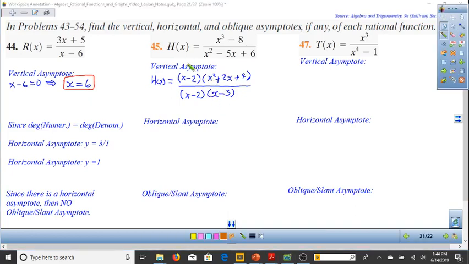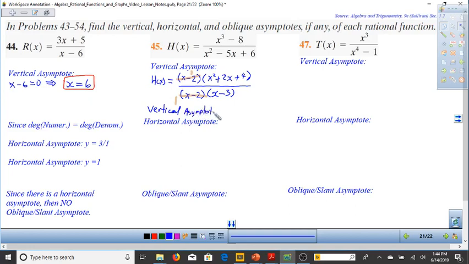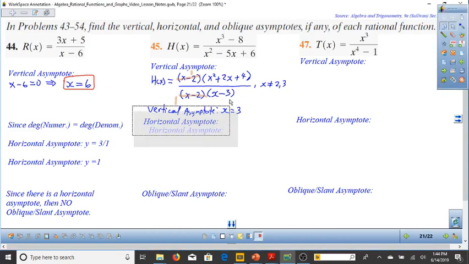And then I can cancel the common factor, and now I see that the vertical asymptote is simply x equal to 3. We still have the domain restriction that x is not allowed to be equal to 2 or 3, but the only one that gives us an asymptote is x equal to 3, because the x minus 2 canceled in the numerator and the denominator.